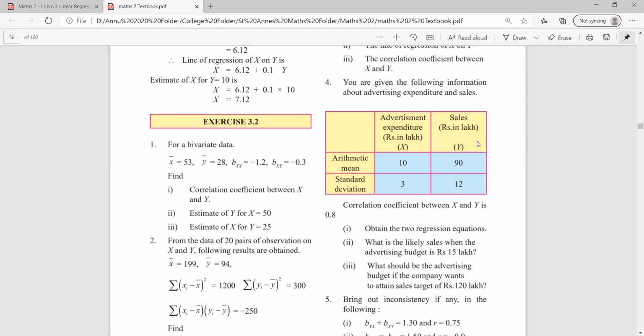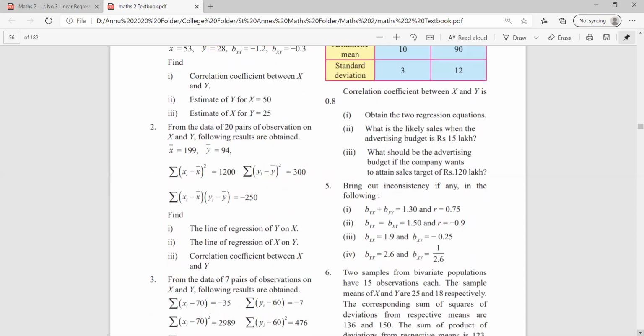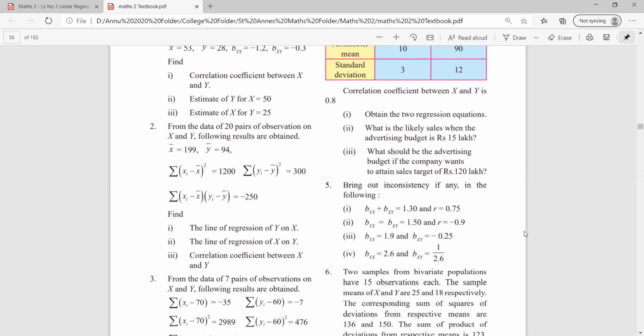That's the only difference. So before we move on to those sums, there's one sum which is a little bit different from all the rest. So let us have a look at sum number 5 first. Now class, the sums can be asked for 2 marks or in the objective type questions in your board exam. So pay attention. Bring out the inconsistency, if any, in the following.